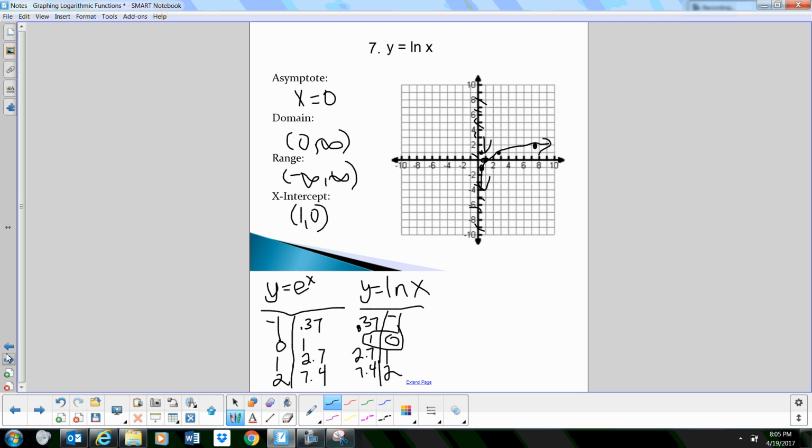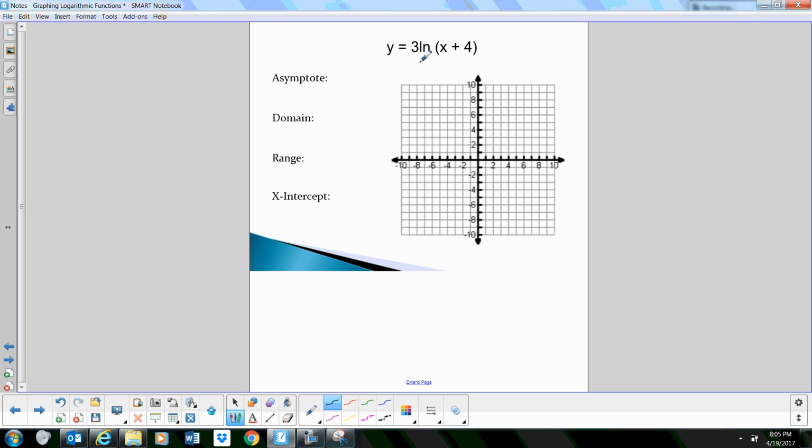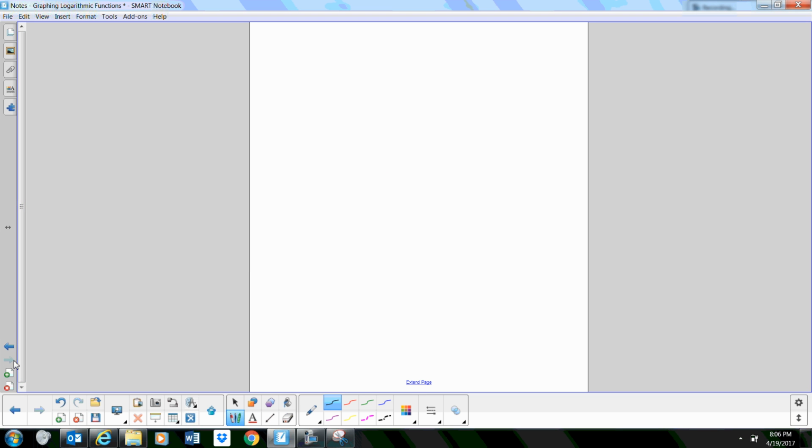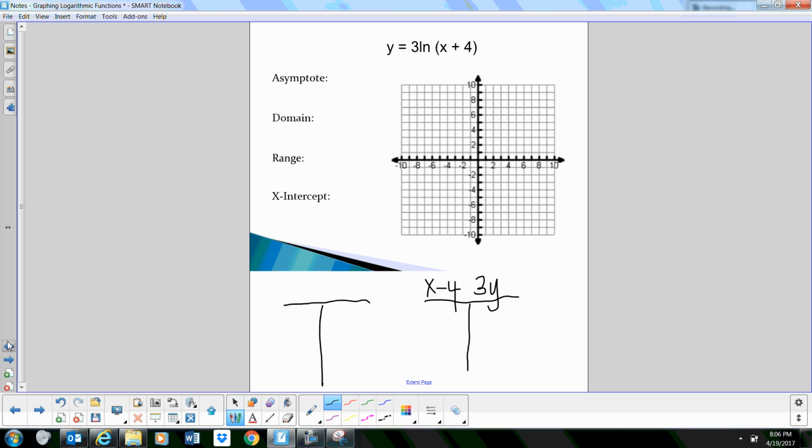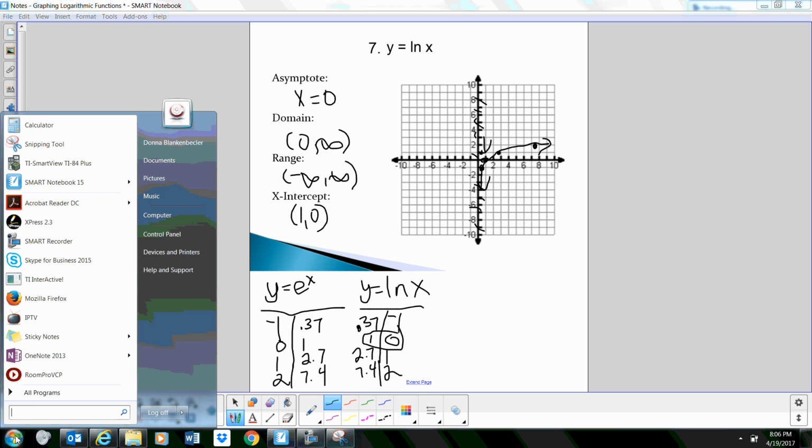Okay, now to apply any transformations, we're just going to do exactly what we've done. We're going to create our table. I'm going to come over here and snip it in a second. And we know we can just apply the transformation. So on this one, our transformation is x minus 4. So subtract 4 from all the x values. And then we're just going to multiply y by 3. So it's going to stretch up vertically. I want you to play around with that, see if you can do that. And you should be able to graph the rest of these. So go back, try this one.